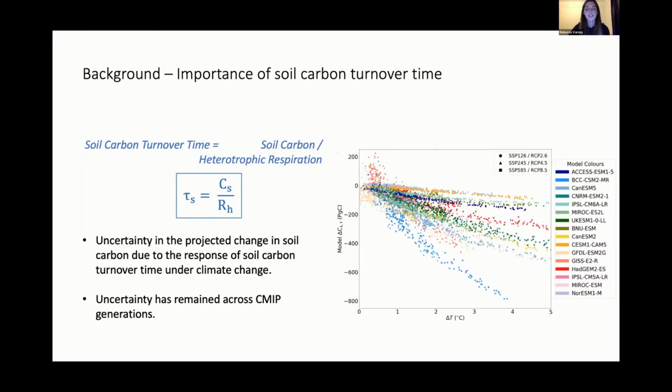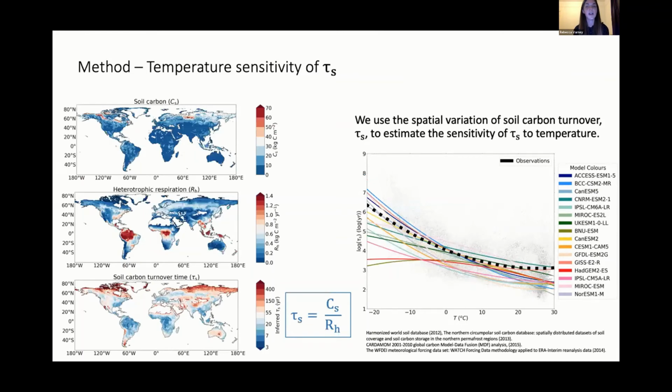So due to this uncertainty and due to the uncertainty having remained across CMIP generations, we try and reduce this by looking at a constraint approach. So as many of you know, emergent constraints have been used to successfully reduce the uncertainty in climate change predictions, mostly based on temporal trends and variations. Whereas in this study, we consider a spatial temperature sensitivity. So this is the idea of using a spatial temperature sensitivity to tell you how sensitive a variable is to temperature, which you can then use to constrain the future response to warming.